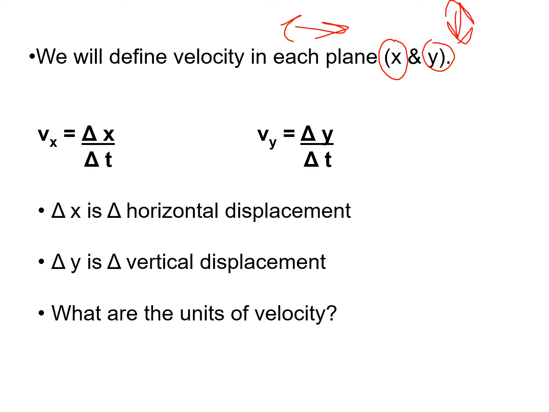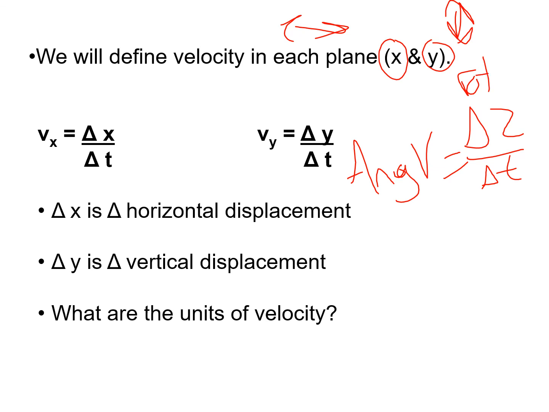When we get into angular kinematics, we talk about angular velocity. For the time being, I'll just say angular velocity equals a change in the z displacement over time. That's our rotational plane.